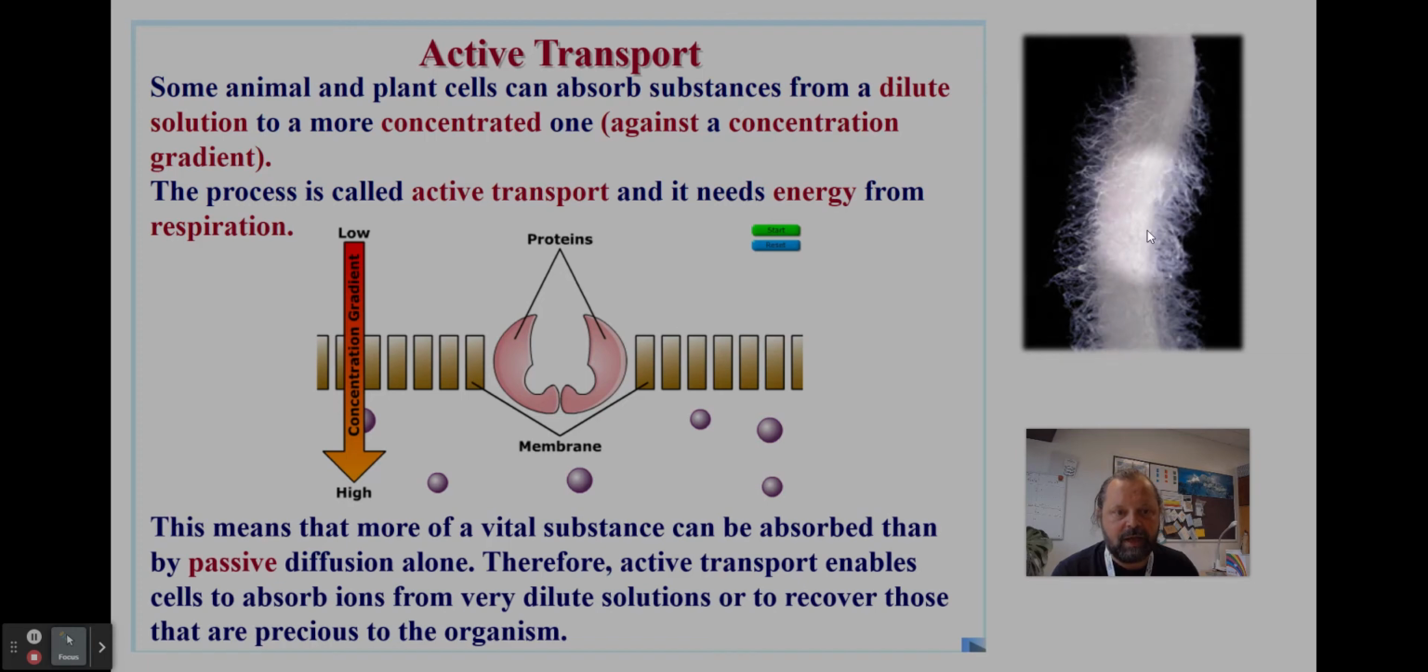Again, an adaptation to any movement of substances. You can see on this diagram of a root here, a picture of a root, its surface area is increased by having lots of root hair cells.